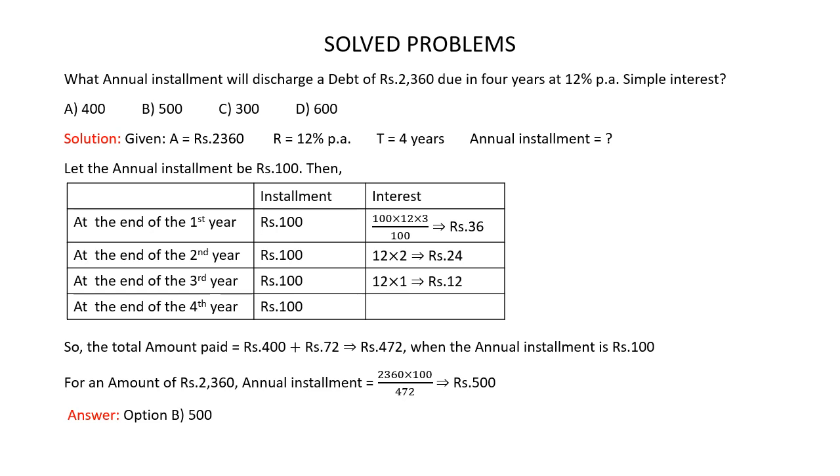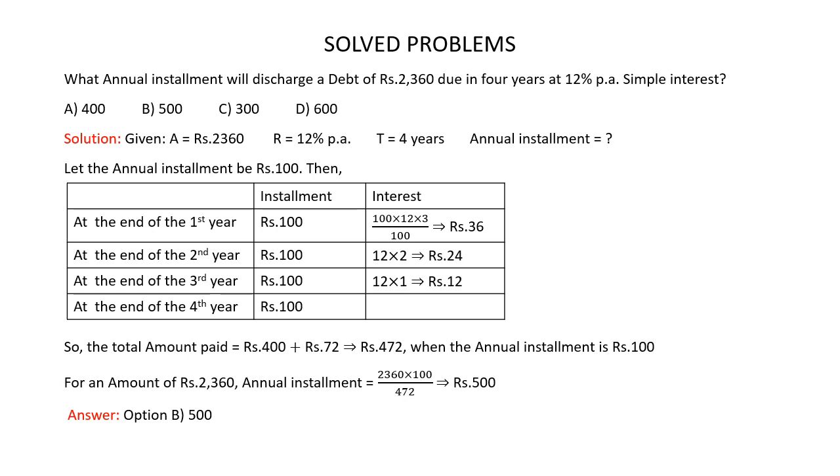Now total amount paid here is equal to the principal plus interest. So here total amount paid is 100 plus 100 plus 100 plus 100, which is 400, plus 36 plus 24 plus 12, which is 72. So amount paid is 400 plus 72, which is 472 when the annual installment is rupees 100.